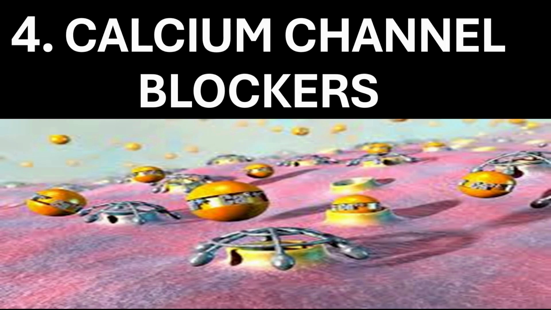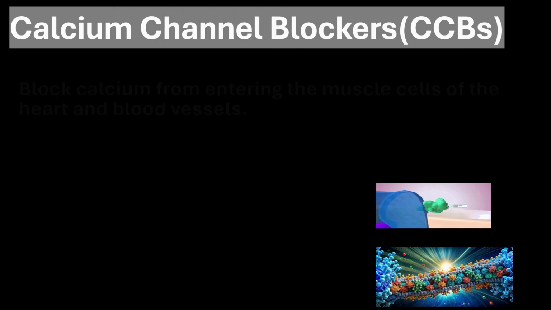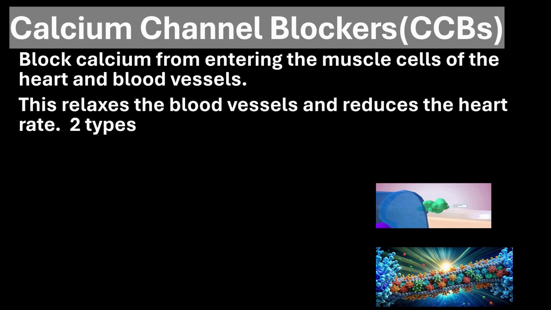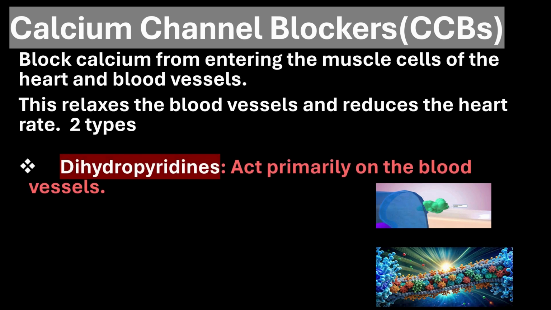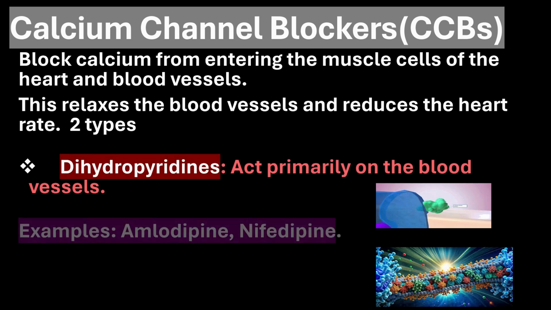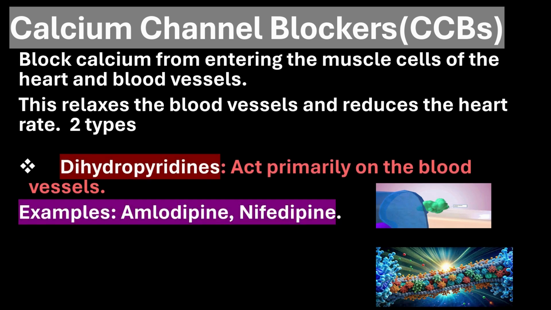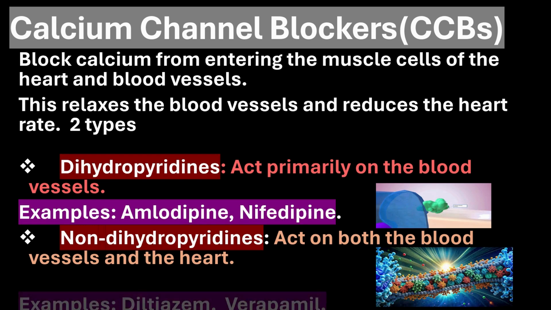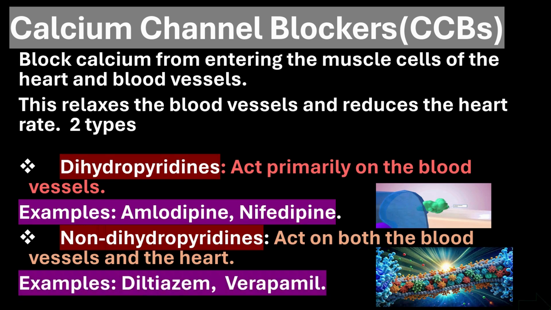Fourth type is calcium channel blockers. Calcium channel blockers block calcium from entering the muscle cells of the heart and blood vessels. This relaxes the blood vessels and reduces the heart rate. It is two types. The first one is dihydropyridines, which act primarily on the blood vessels. Examples are amlodipine and nifedipine. Second type is non-dihydropyridines. It acts on both the blood vessels and heart. Examples are diltiazem and verapamil.